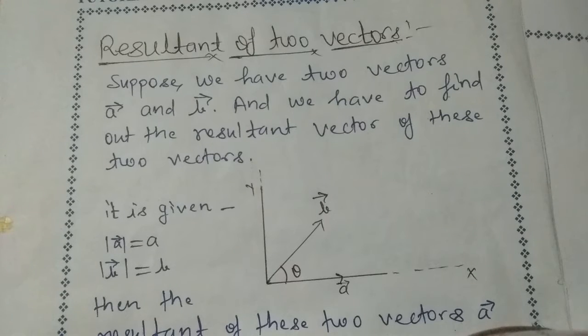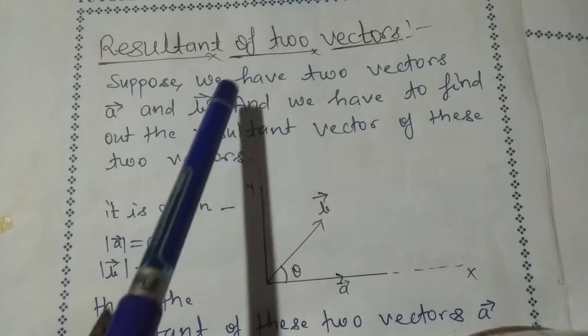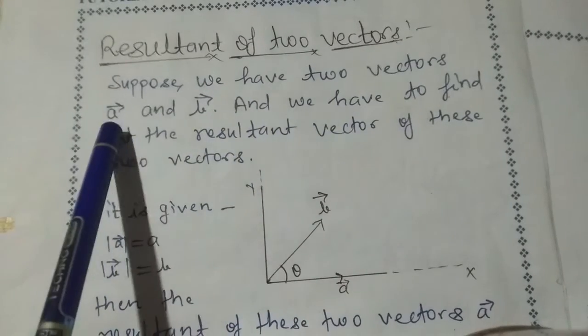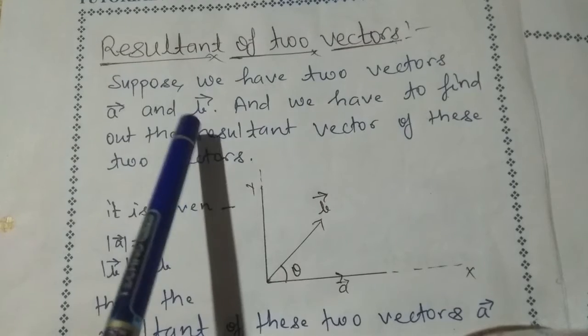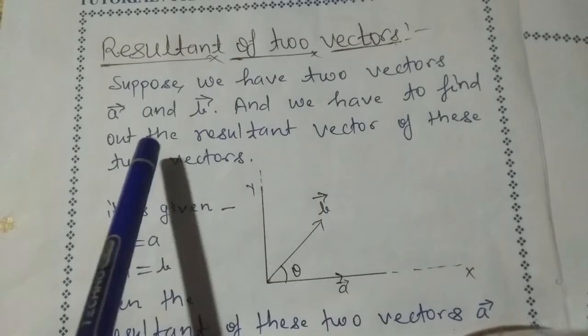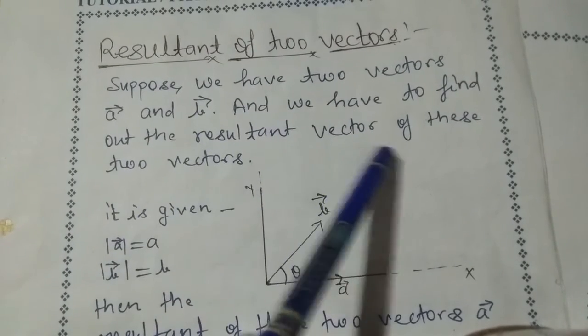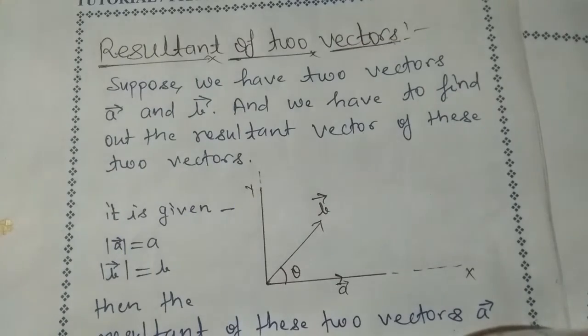In this video, we'll talk about the resultant of two vectors. Suppose we have two vectors, vector A and vector B, and we have to find the resultant vector of these two vectors.